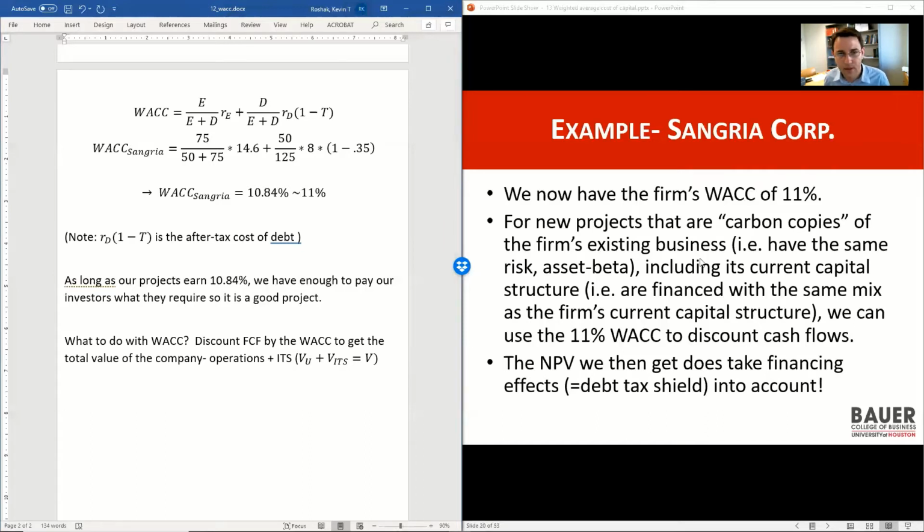So let's think about Sangria's free cash flows. Yeah, punchline here before we get into the free cash flows. With this WACC of 11%, when we have projects that are carbon copies of the firm, this WACC is for the entire company. So when we have projects that look like what the rest of the company is doing on both the asset side and the financing side, then we can use the WACC to discount those things. When we use the WACC, we are accounting for the tax shields. That's this sentence here. We're going to get both the value of the operations and the tax shields all in one step.